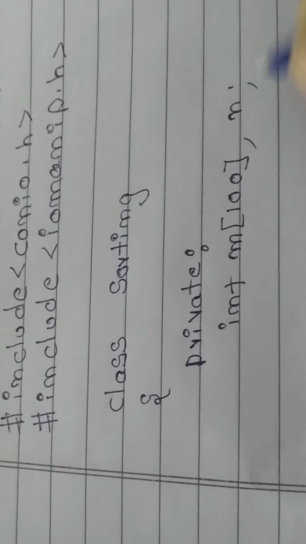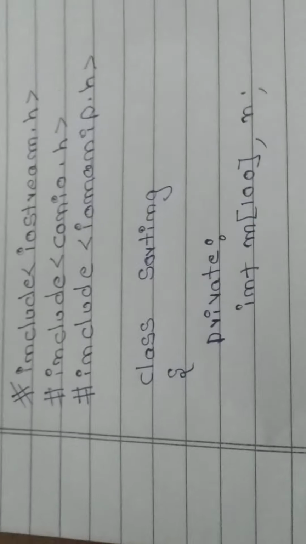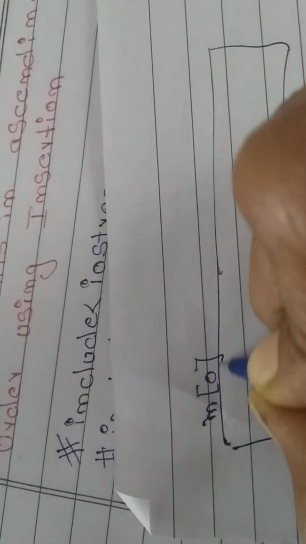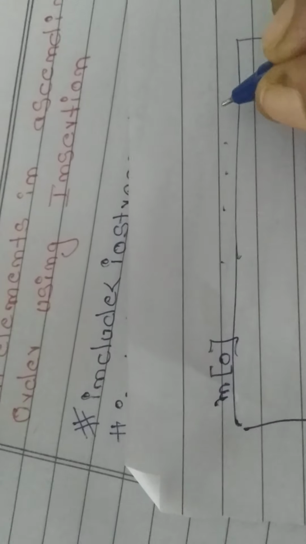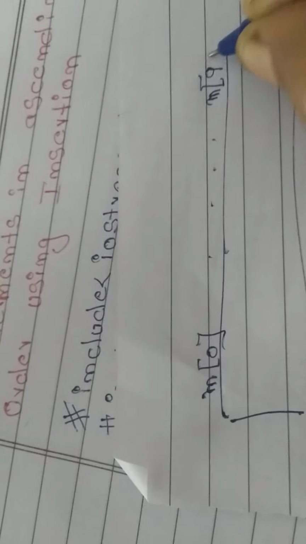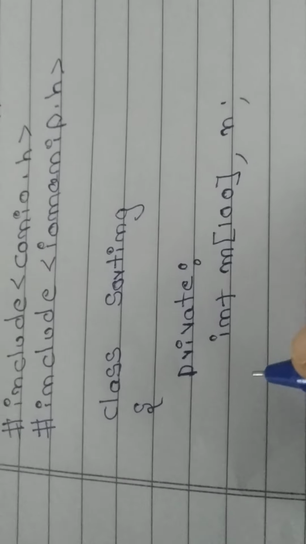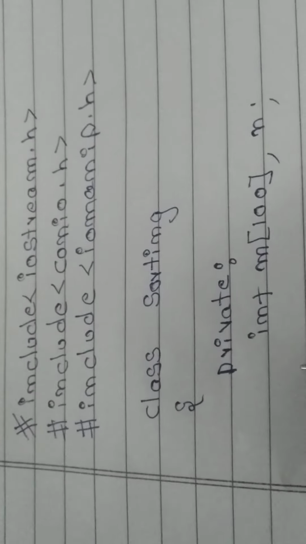Next one is n. M of 100 means an array is created, m of 0 to m of 99. Those many memory locations will be reserved, students. Next, another location is n. So one more memory location is also reserved for us. Now next one is public.